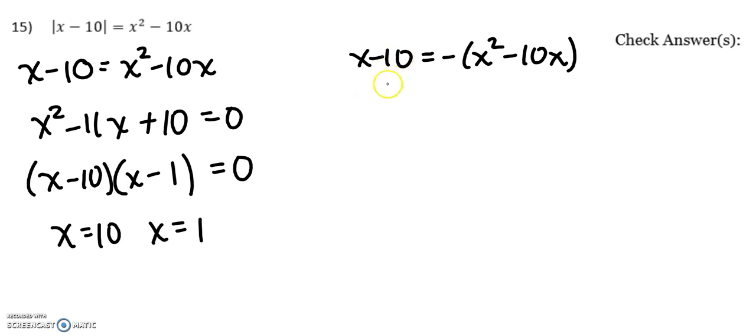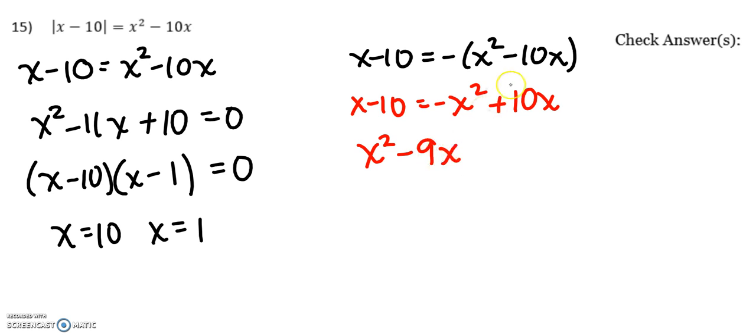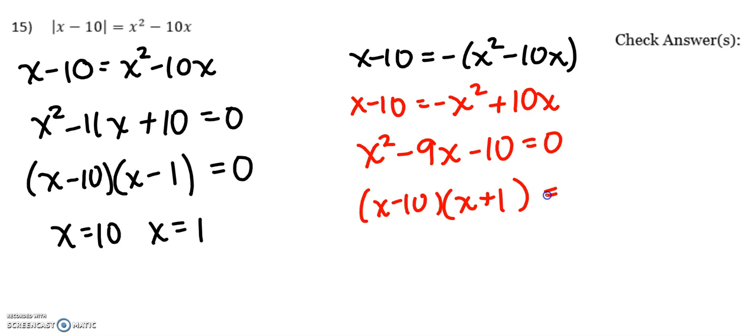On this one, I'm going to end up with x minus 10 equals -x squared plus 10x. So x squared, I'm going to subtract 10x. This would be x squared minus 9x minus 10 equals 0. Things that multiply to -10 and add to -9: x minus 10, x plus 1. So x is equal to 10, x is equal to -1.